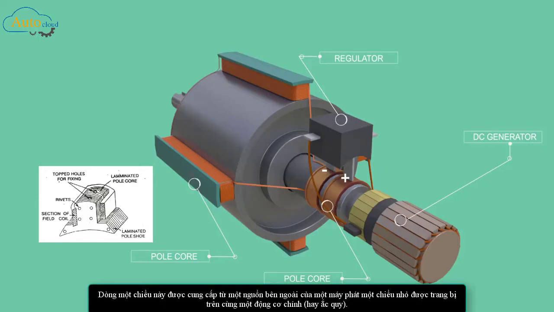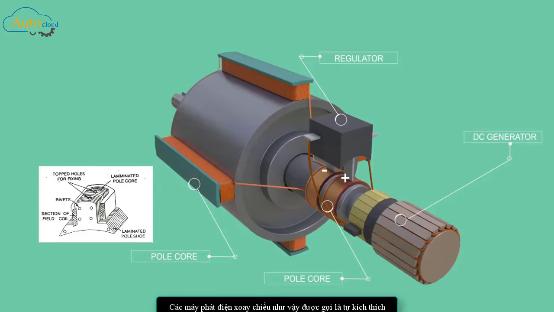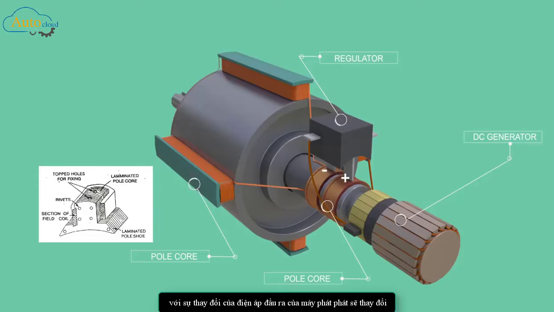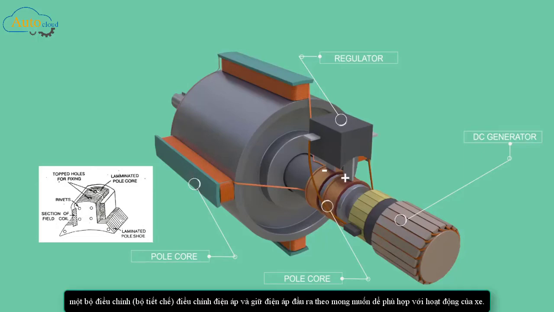This DC current is supplied either from an external source or from a small DC generator which is fitted on the same prime mover. Such alternators are called self-excited. With variation of load generator, terminal output voltage will vary. It is desired to keep the terminal voltage in a specified limit. Automatic voltage regulator helps in achieving this.